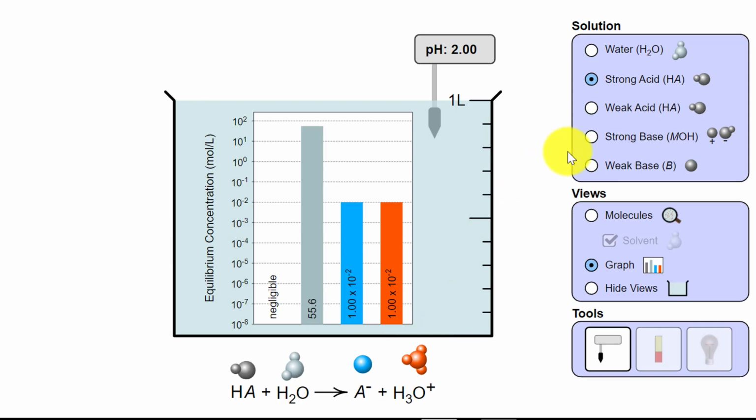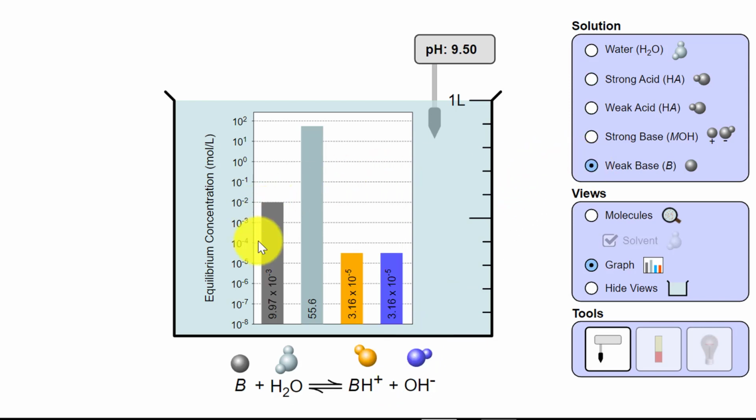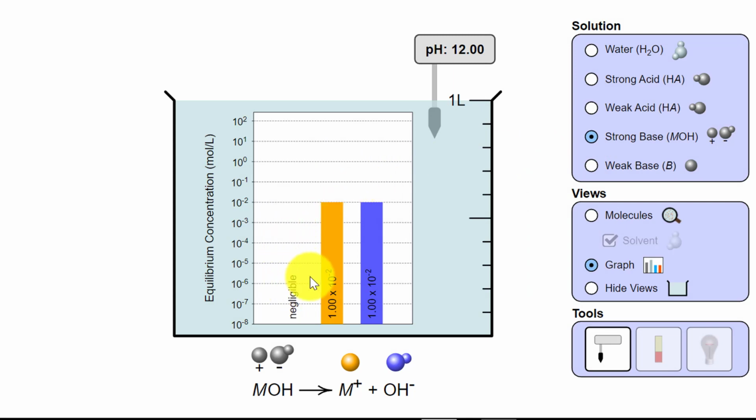Now let's look at the base. Notice the weak base: there's still a bunch of weak base left, and some of them are being dissolved into the OH minus. But look what happened when I have a strong base. All the base has completely dissociated in the form of OH minus. It's completely dissociated in water to make that OH minus. So that's the difference between strong base or acid versus weak base or acid.